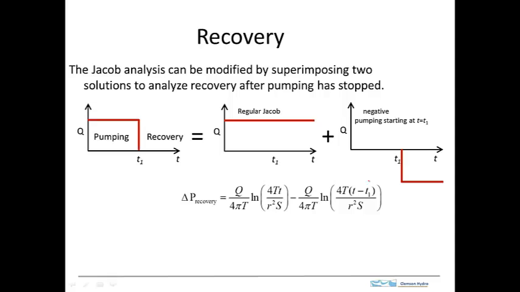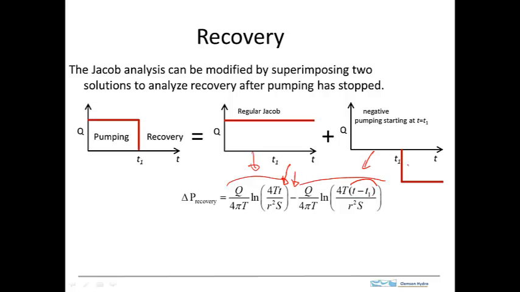Here's the way it's going to work. This is the drawdown during recovery, and this first term is just the regular Jacob expression. That's what we saw on the previous page, this one here. This second one is shown here, and it's a negative flow rate, so we have a negative sign there, and the time starts at t1. So if we look at the original Jacob, that time starts at 0, and here we have t minus t1.